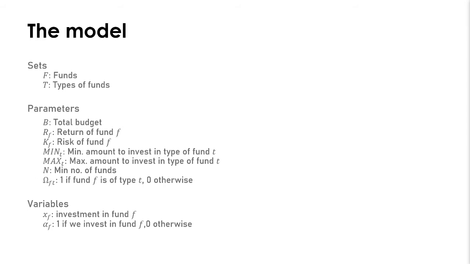One is the money we invest in every fund, which is a continuous variable. And alpha is a binary, which is 1 if we invest in fund F, no matter how much we invest, as long as we invest something. That means alpha should be 1, and 0 otherwise. This is needed for us to compute the number of funds we are investing in and compare it with this n, which is the minimum number of funds we want to invest in.